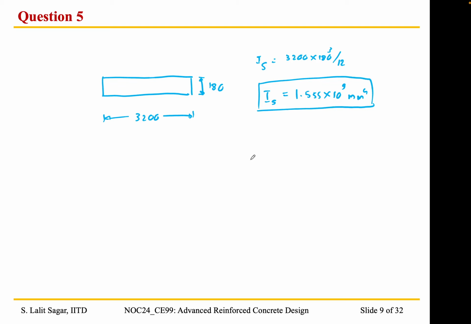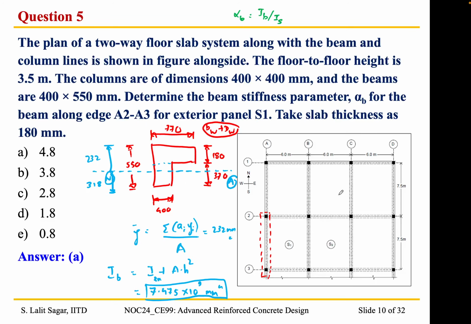And we have alpha b is equal to IB by IS. So alpha b is equal to 4.807. Yes. Thank you for your response and solving the problem. So option A is the right answer.